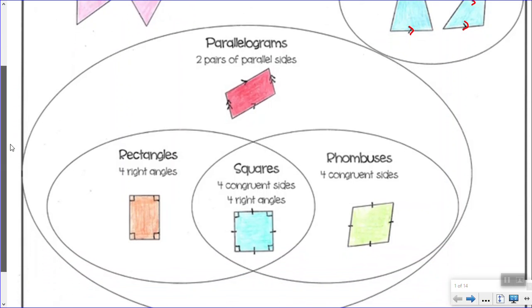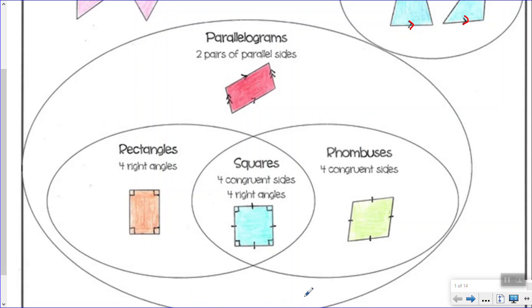If we look at the rest down here, we can see that everything else lives within the parallelograms, which means that every other shape has 2 pairs of parallel sides. So parallelograms, rectangles, squares, and rhombuses all have 2 pairs of parallel sides. Within that we have the rectangles that have 4 right angles. We have the rhombuses that have 4 congruent sides. And the overlap between those two are the squares, which have 4 right angles, the design from the rectangle, as well as 4 congruent sides, the sides of a rhombus.